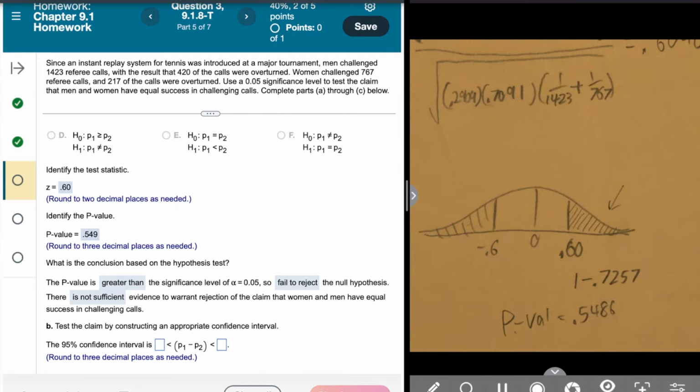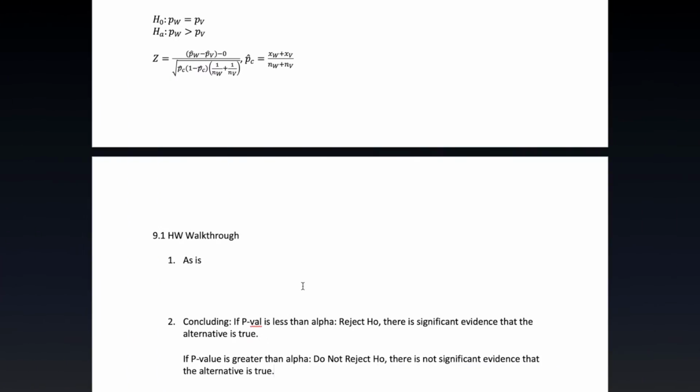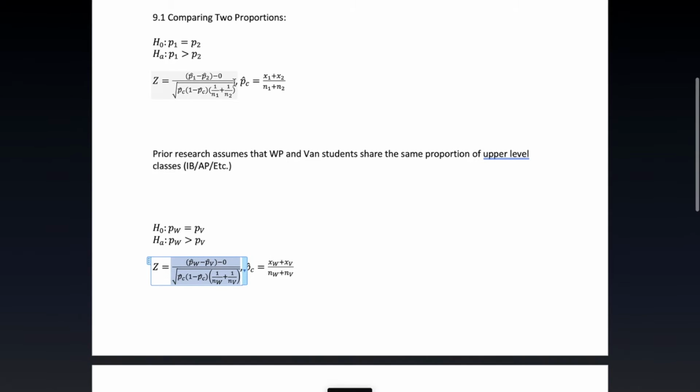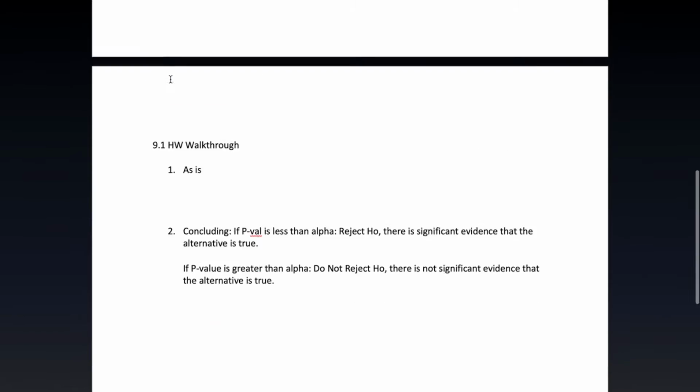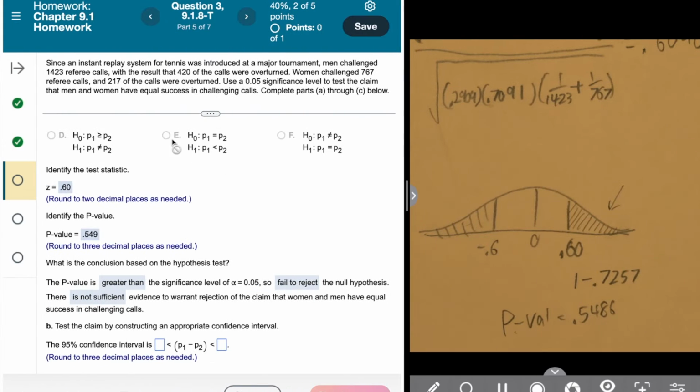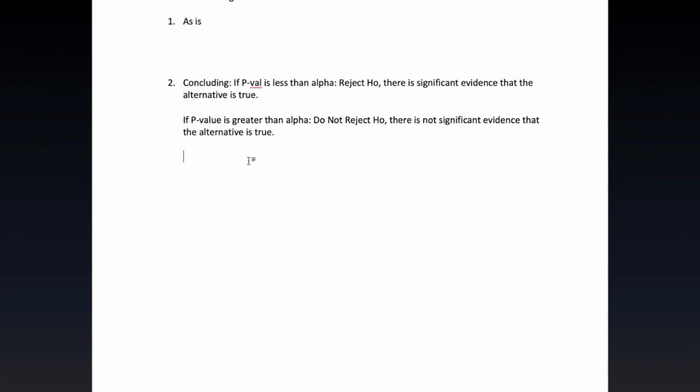Alright, so this next part is going to have us test the claim using a confidence interval. So what we need to first do is find out what the formula is for a confidence interval for two proportions. So I'm going to snip this, and we'll say question 2, confidence interval.